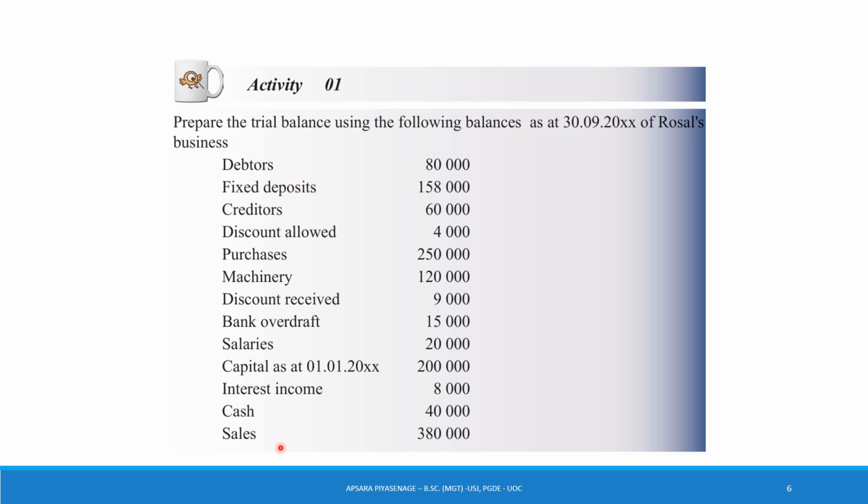Here they have given the name of the accounts and balances. So first you have to identify what kind of a balance, whether it is a debit balance or a credit balance. Then you can record that in the trial balance.